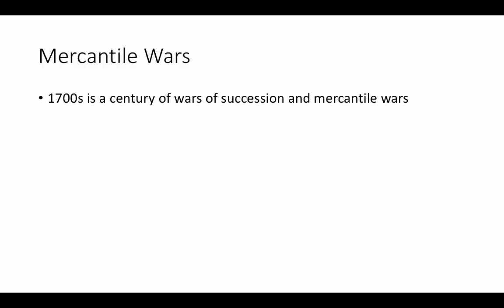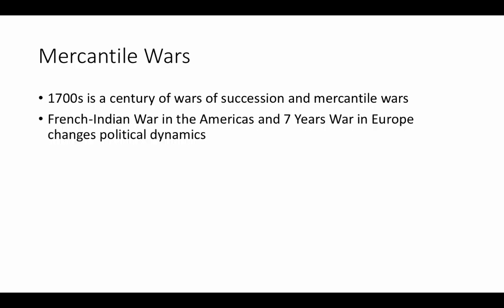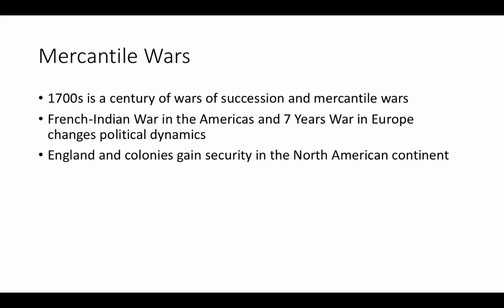So now we get into period 3, which leads us right up into the American Revolution. The biggest thing that I want them to see is that the American Revolution is a product of what are called the mercantile wars of the 1700s. During the 1700s, there had been a number of wars over mercantilism. The most important in the American context is the French and Indian War. That takes place in the Americas, with the Seven Years' War taking place in Europe.